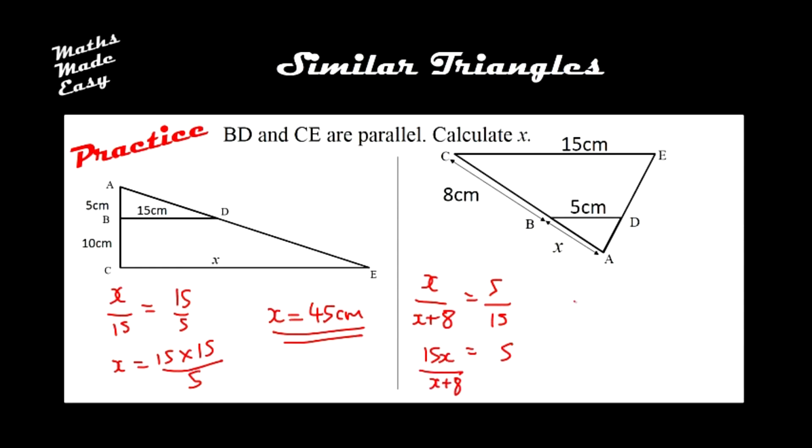Then I'm going to multiply both sides by x plus 8, so I end up with 15x equals, and I've got to remember the 5 multiplies all of the x plus 8, not just the x, the 5 is multiplied by the 8, so I'm going to write that in a bracket. So 15x equals 5x plus 5 8s are 40, take 5x from both sides, 10x equals 40, and then divide by 10, x equals 4 centimeters.